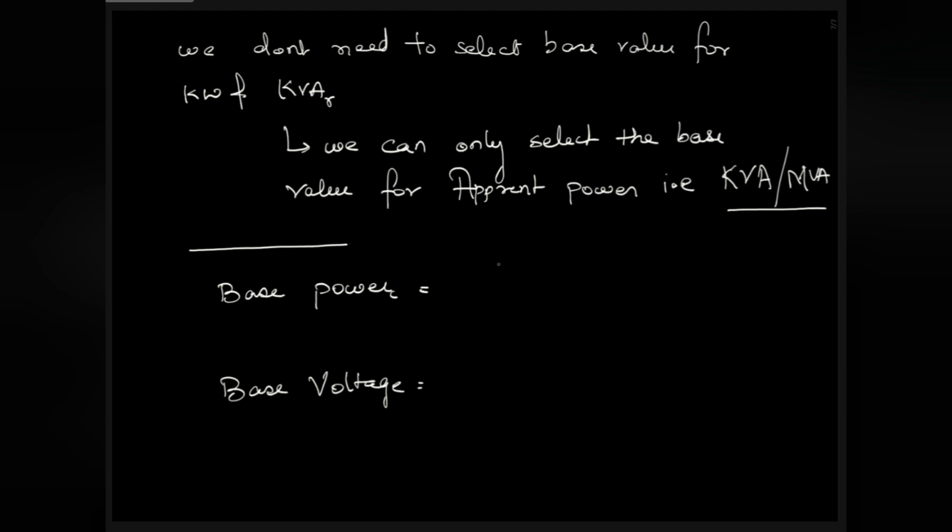So base value of power can be given as kVA base and MVA base. Base value of voltage can be given as kV base. Okay, it will be always in kV, but power can be kVA or MVA.